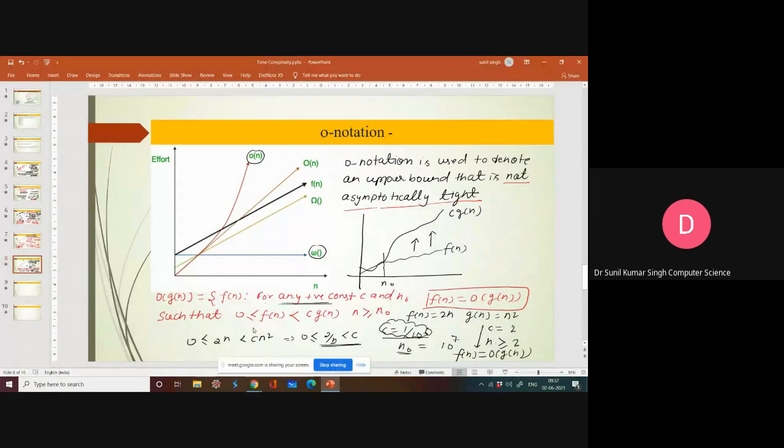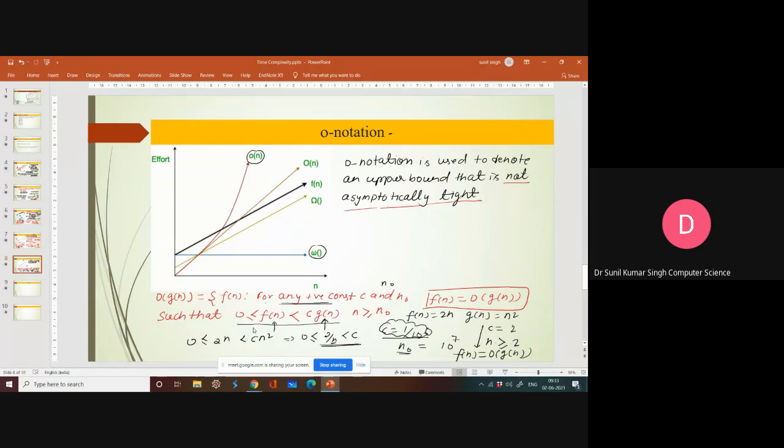Now, another way of defining this complexity is in terms of limit. If you look at this one, g(n) is going to be very large for large values of n in comparison to f(n). G(n) is going to be significantly larger than f(n) if it holds the condition f(n) is equal to small o of g(n).